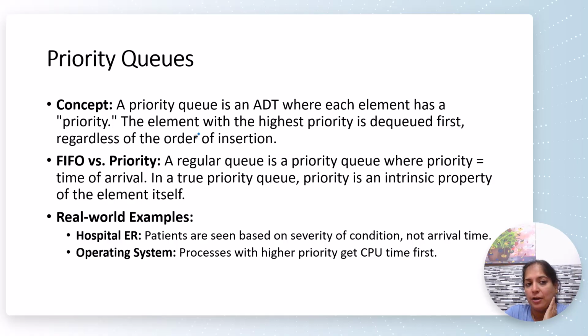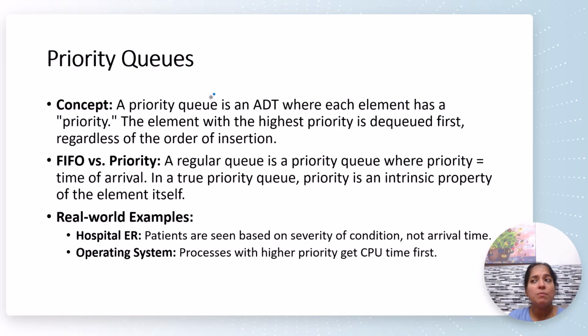Then we use the priority queue. Priority queue is again an abstract data type where each element has an associated priority. Instead of arrival time, instead of order in the queue, the elements with the highest priority are dequeued first. You are not going to check the order of insertion. Dequeue operation will be performed according to the priority.